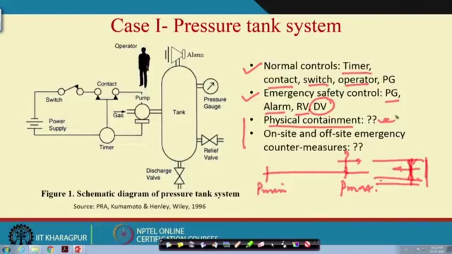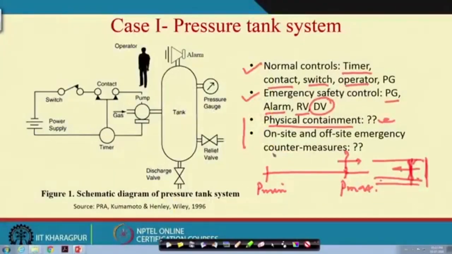Now if you think of a big steel plant, with coke oven gas coming through a pipe, there must be some way to discharge some of the gases in such a manner that it will not affect the environment, and obviously not the people and property surrounding. So this is physical containment. When you go for any high-risk system, you will find normal control, emergency control, and physical containment. These must be there.